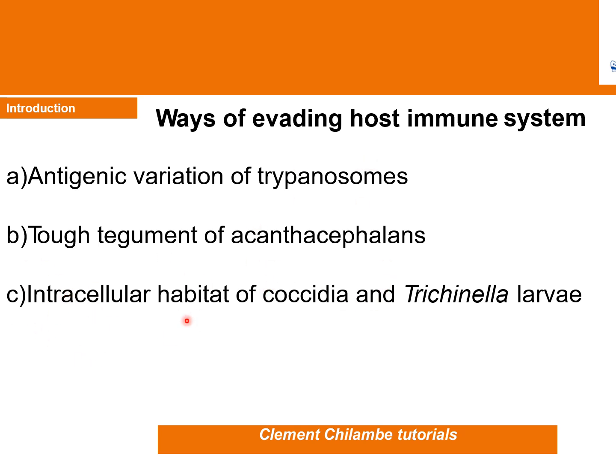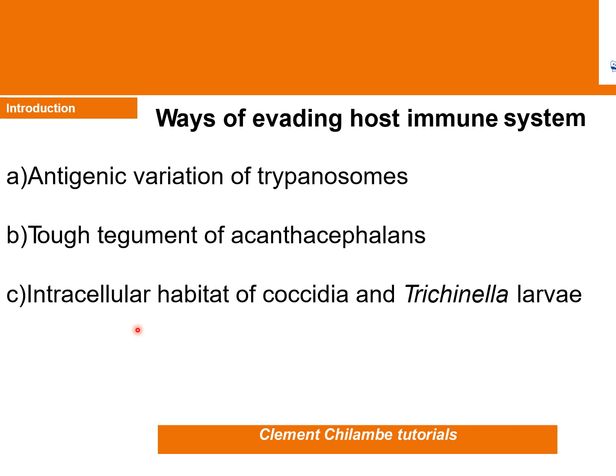Then thirdly, the intracellular habitat of coccidia and trichinella larvae. So these are inside the cell of the host. Have you seen how clever this is? The coccidia and trichinella larvae decide, okay, we are going to have our home in the cells. So how will the host immune response eliminate these? It needs to kill the cell. That might be one of the difficult things, right?